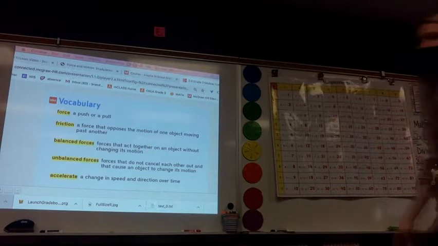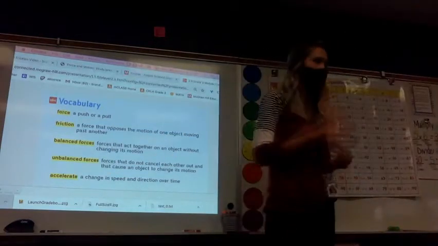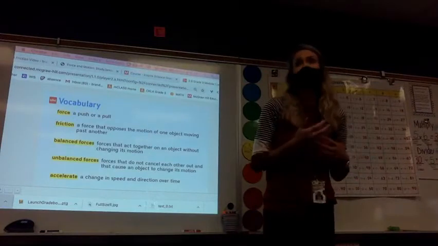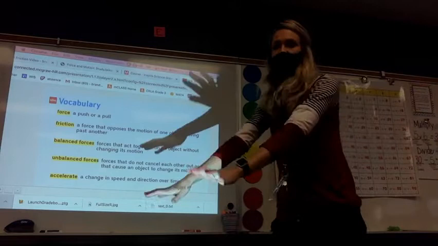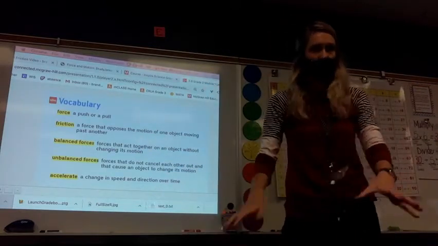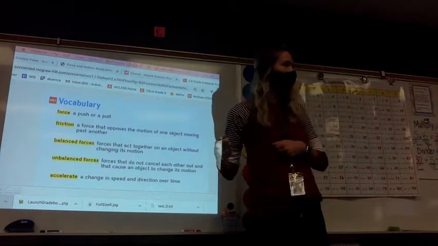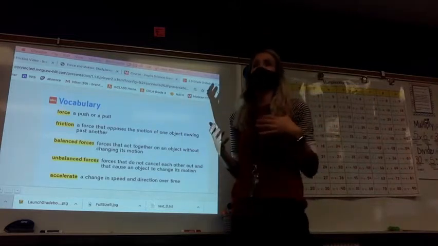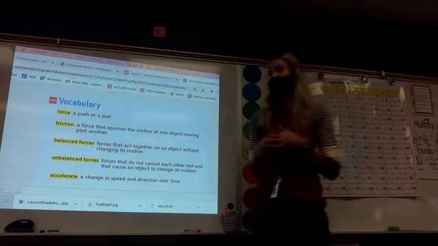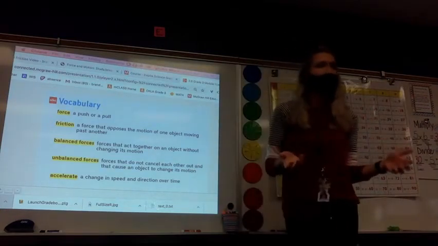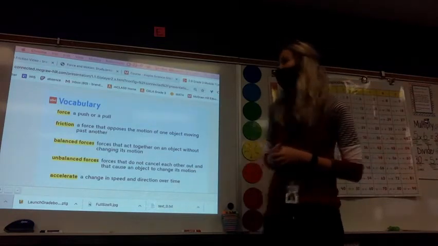The first word on there is the word force. Force is a push or a pull. A force is any time there's a push or a pull. Now, this isn't just like I push my friend down, or I push my chair in, or I pull the rope. There's a lot of different things that are going to be examples of pushes and pulls. We can almost narrow everything down to being a push or a pull. And we're going to see that a lot in the next few days with those push or pull examples.